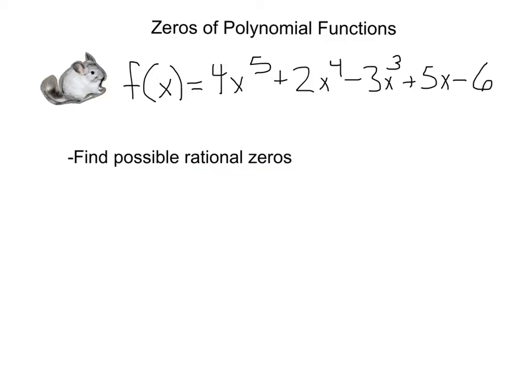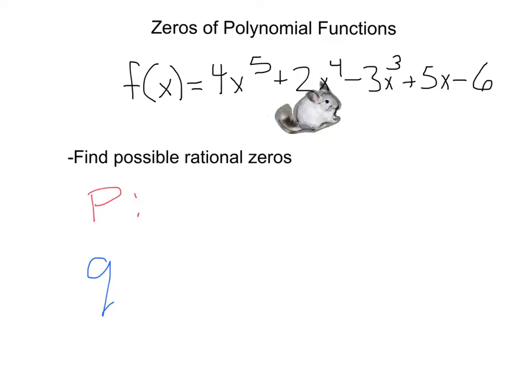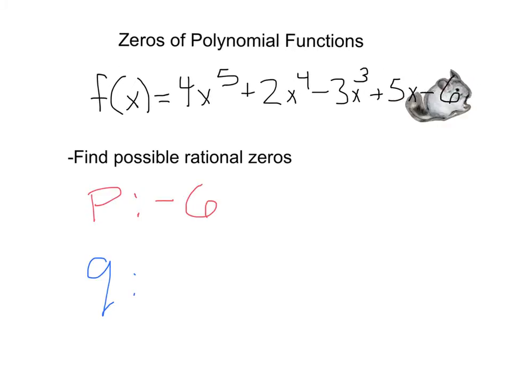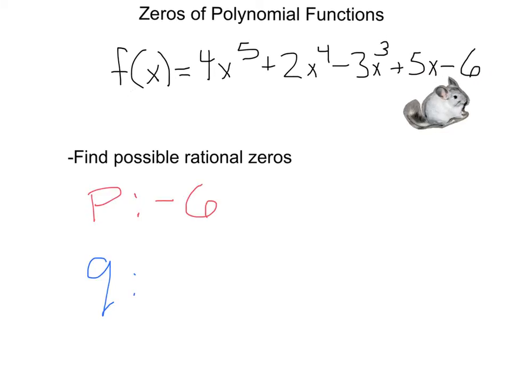Now, in finding these rational zeros, we like to use the variables p and q. Your p variable is always going to be your constant term. Your constant term is -6, so I can go ahead and come right down here and say that my p is -6. Now your q is going to be the coefficient of your leading term. Your leading term, remember, is the term with the highest degree. Usually it's right in the front. So my leading term is 4.